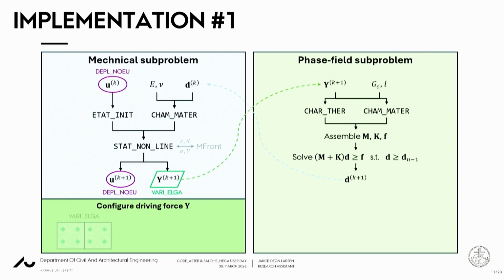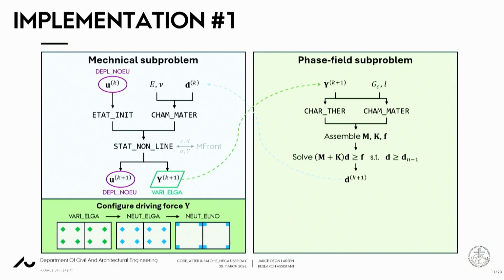And we go from the internal variable field located at the element Gauss points to a neutral field still at Gauss points, and to a neutral field at the element nodes. And this we can use as an input in the phase field subproblem without losing any information.